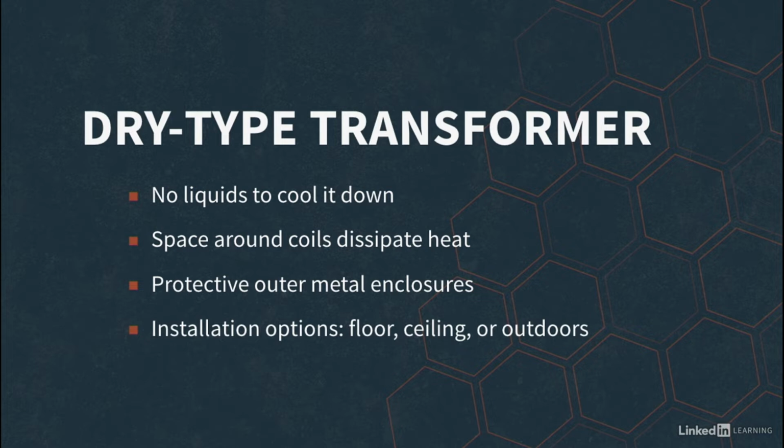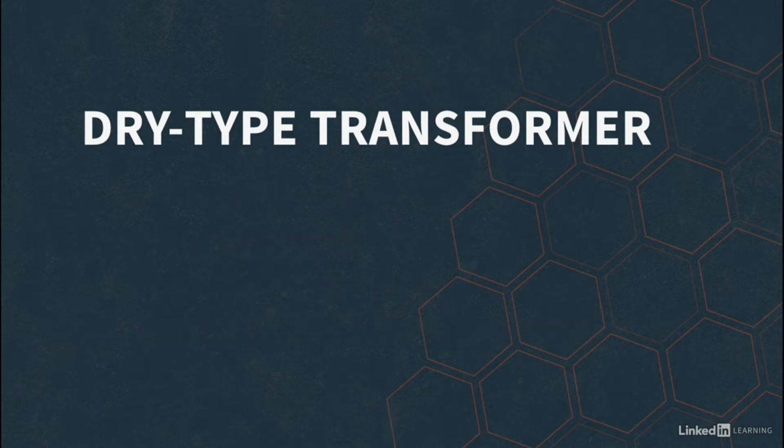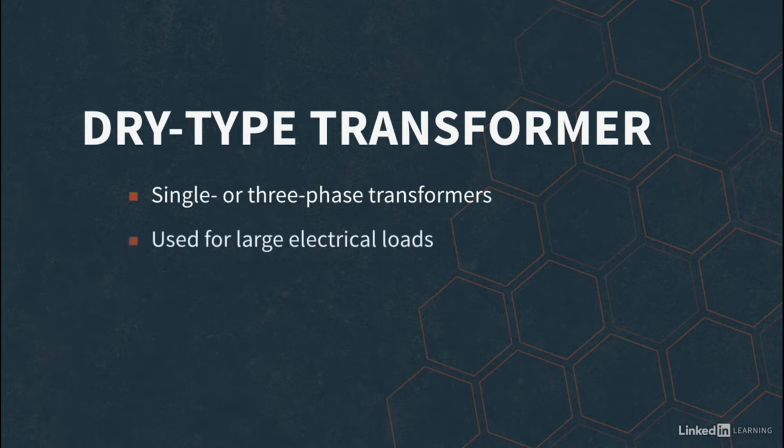They may have one set of coils because there is only one electrical circuit, also known as single phase, or there may be 3 sets of coils, which is common in a 3-phase distribution transformer. Usually, dry-type transformers are used for large electrical loads within a building's distribution system.